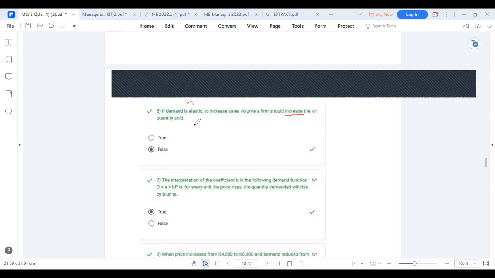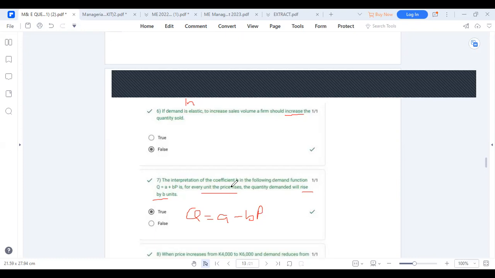The interpretation of the coefficient B in this function is simply that for every unit price increases, quantity demanded will rise by B units. So if we increase price in this function here, of course, a demand function is supposed to have a negative gradient. The idea is that if you increase price by a certain number of units, quantity demanded should decrease. But because there's a positive gradient here, an increase will be associated with a rise.